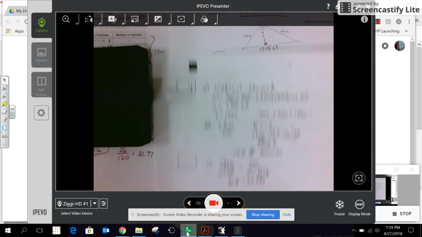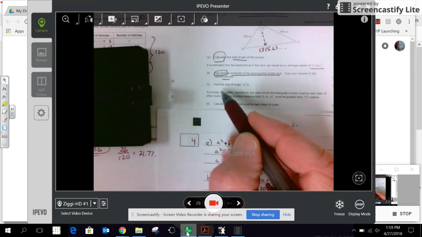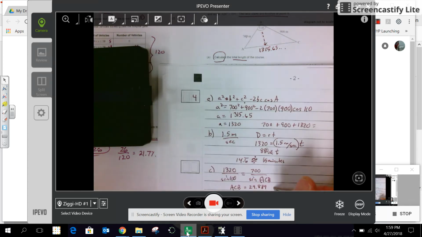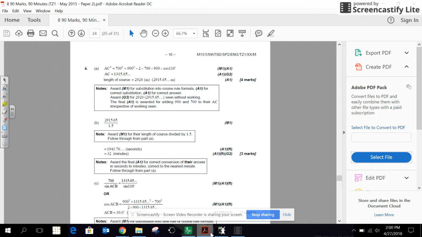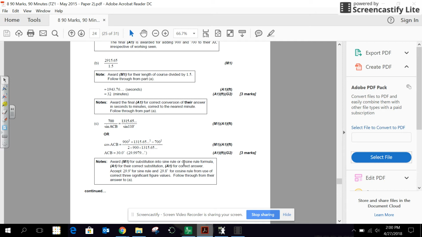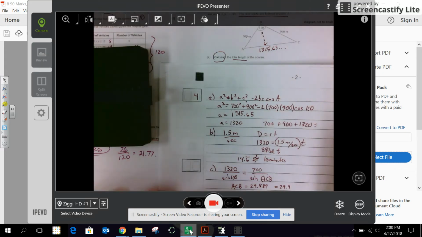Make sure there's not a rounding. So we found the size. So 29.9. And I want to show you on the mark scheme. It says accept 29.9 if you use the 3 sig fig value. So that's fine as long as you use that all the way through. That's why you show your work.